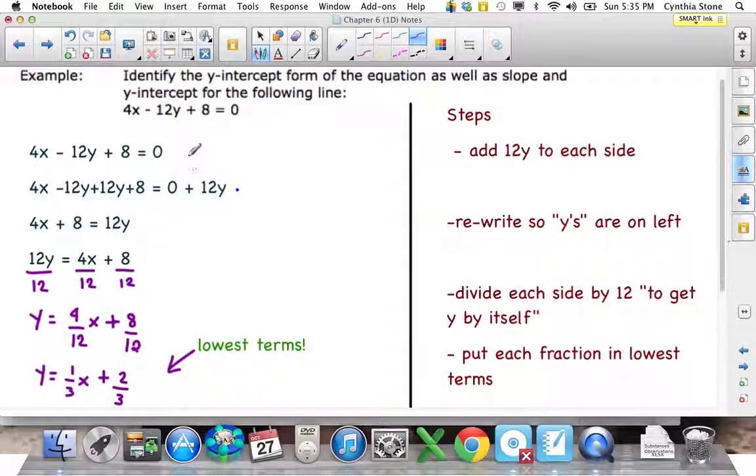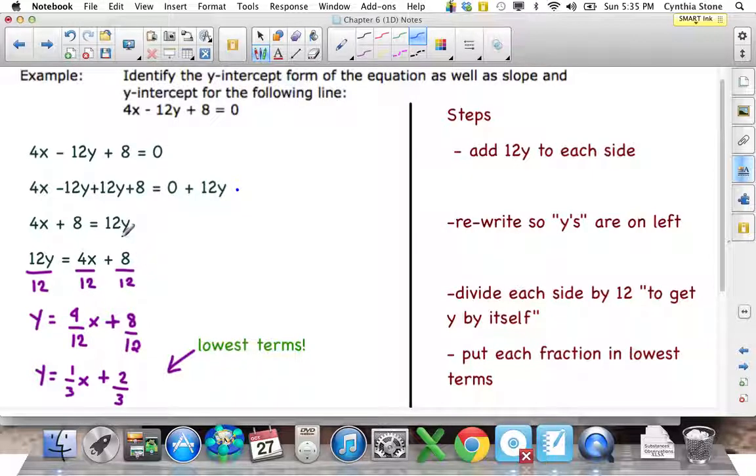First, we write the standard form just as it looks. In this step here, I have this negative 12y, so I'm going to bring the negative over to the other side. So I add 12y to each side. So these cancel out. You end up with 4x plus 8 equals 12y. Now again, first thing I did was flip it. 12y equals 4x plus 8.